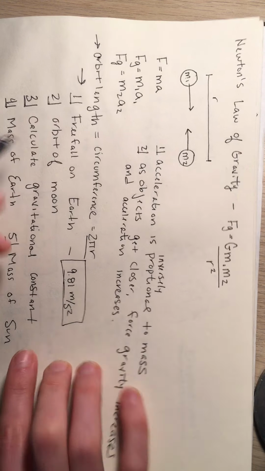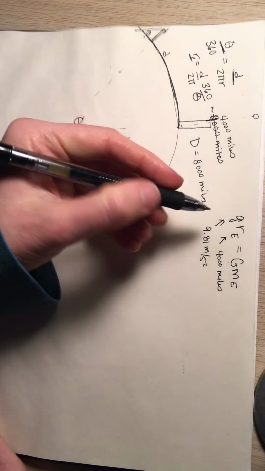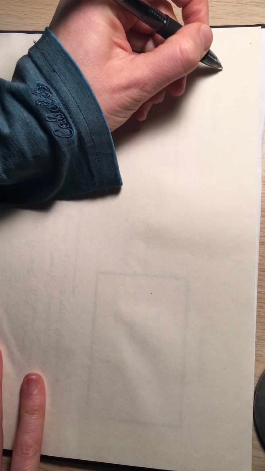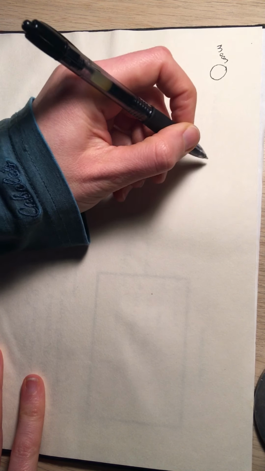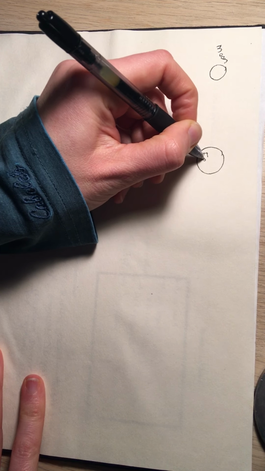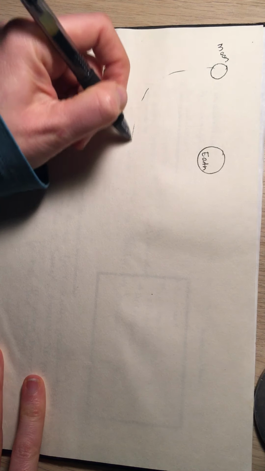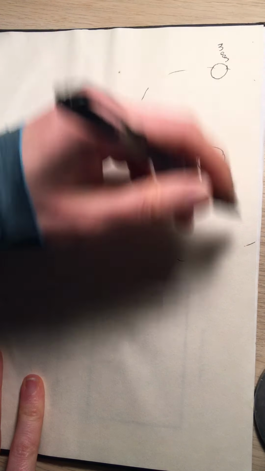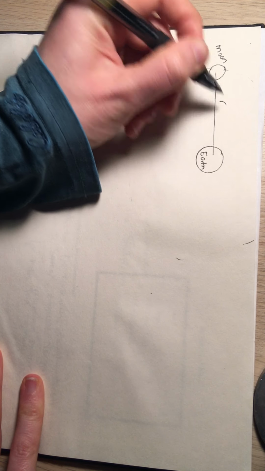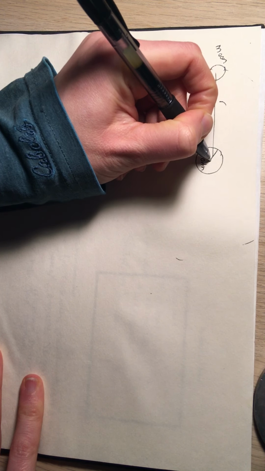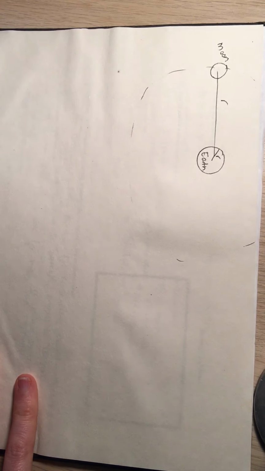Let's look at the orbit of the moon. Okay, so let's find a new page. Let's draw a diagram. The moon orbits around the Earth. Let's draw it in a roughly circular orbit. We don't know the radius of the orbit. We do know the radius of the Earth from the shadow work of the ancient Greeks.